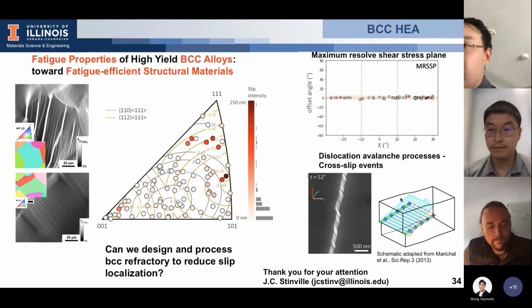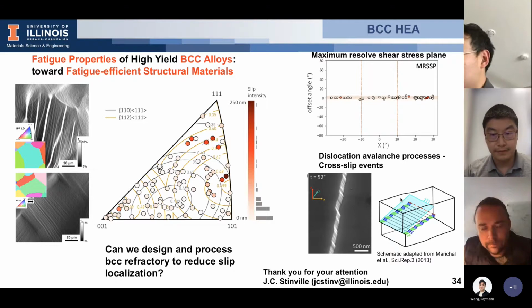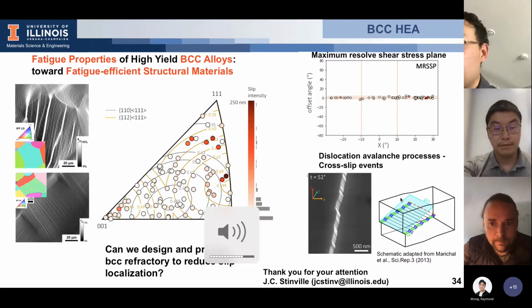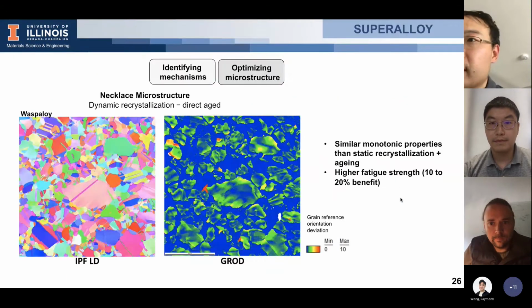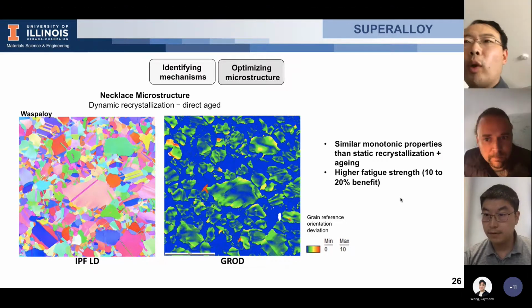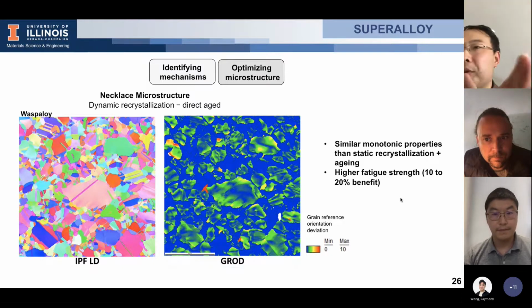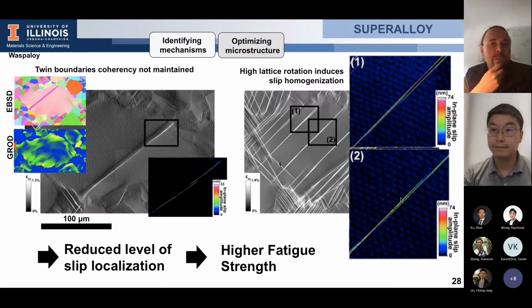Just got one from my side. So basically, in one slide, sorry, I forgot the slide number, you expect lattice rotation developed in large grains, and which would help the fatigue performance, right? I'm just curious what's the mechanism there? So basically, the correlation between large lattice rotation and the enhanced high fatigue performance.